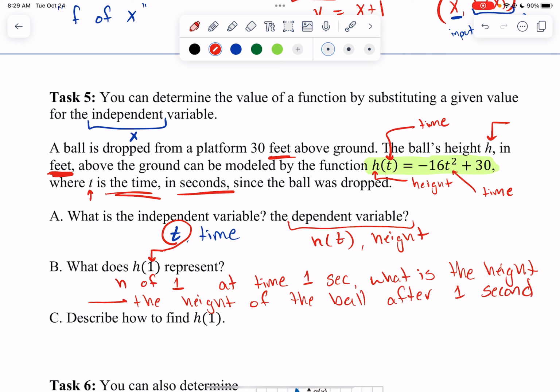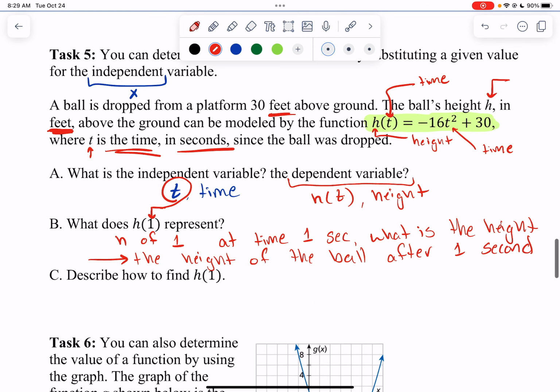So it is, that's a better way of saying it. It's the height of the ball after 1 second. So my h of 1. Describe how to find h of 1. Put 1 into the function rule for t.